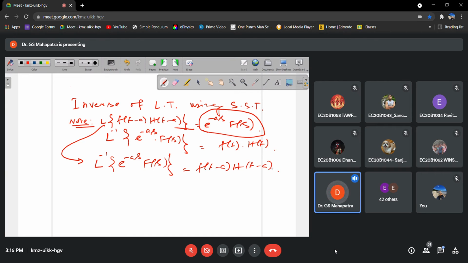Since the left hand side is a function of s and the right hand side is a function of t, what we will do is write f of t and h of t, when t is replaced by t minus a, nothing else. Then only you can write f of t minus a. So what is our target?